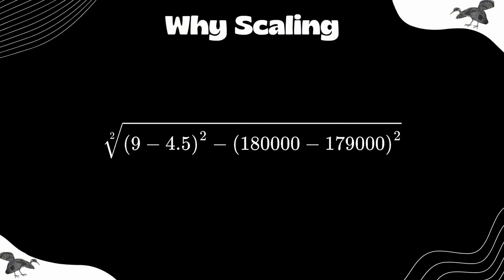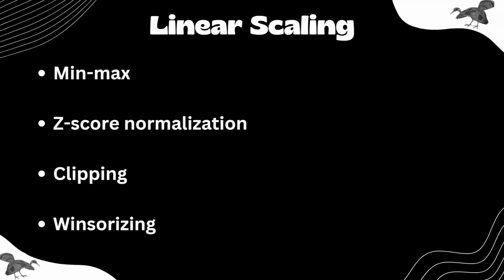After that, the book begins showing us the different types of scaling, which include both linear and non-linear methods. Starting with linear scaling, we have 4 types. The first one is min-max scaling, also known as normalization. The second one is z-score normalization, often called standardization.